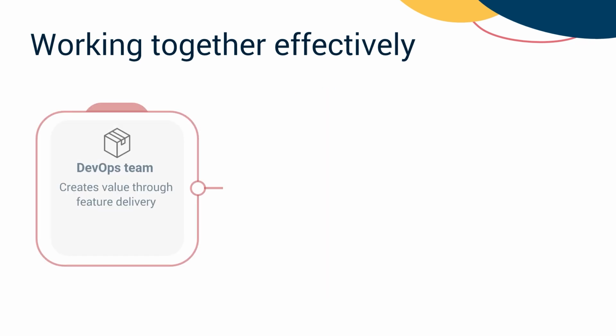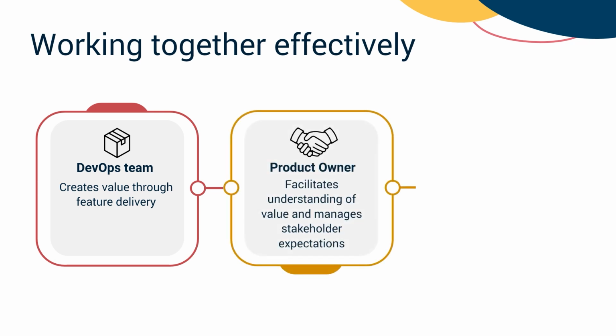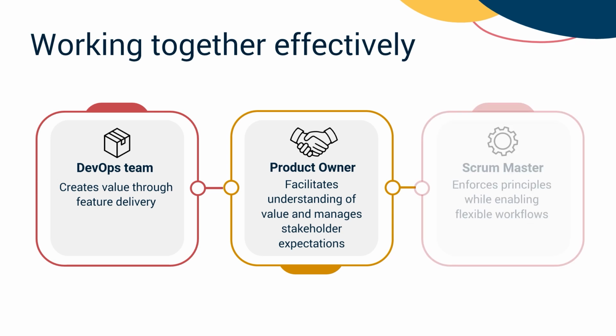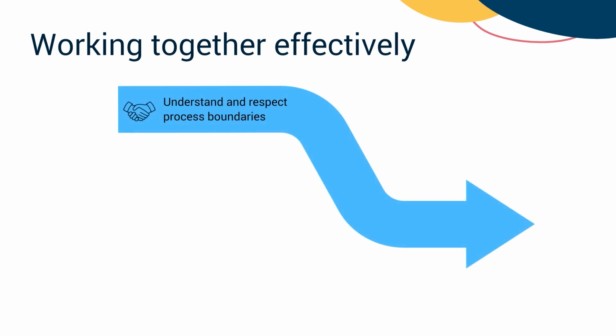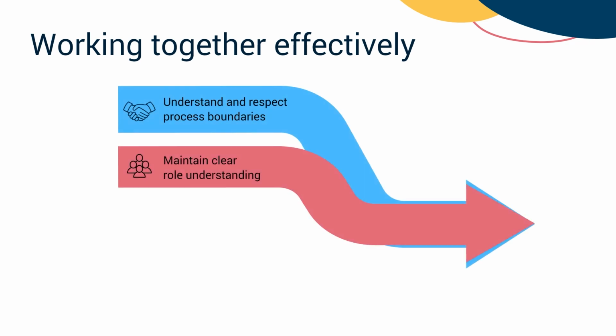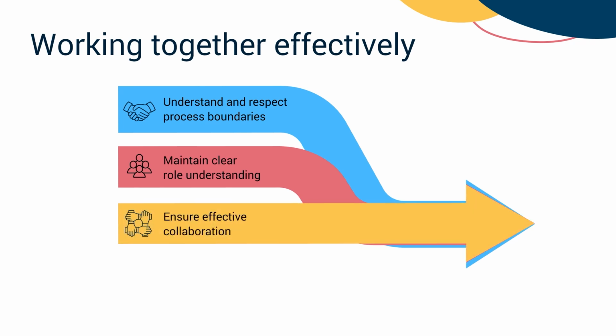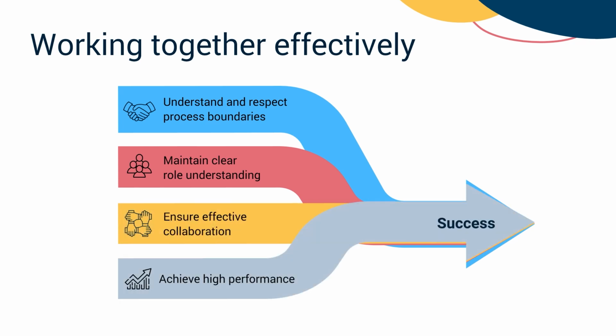The DevOps team creates value through feature delivery. The product owner facilitates understanding of value and manages stakeholder expectations, and the Scrum Master enforces principles while enabling flexible workflows. Success comes when everyone understands and respects process boundaries. Through clear role understanding and effective collaboration, the team achieves high performance.